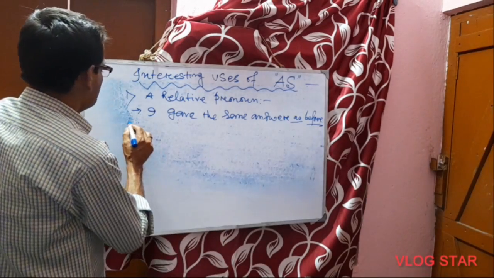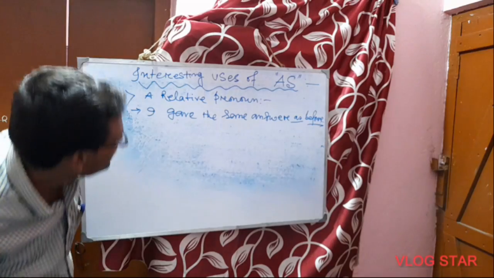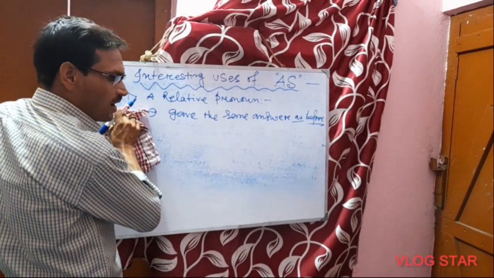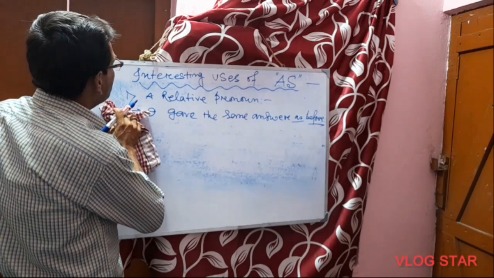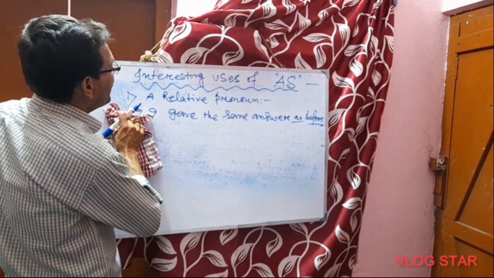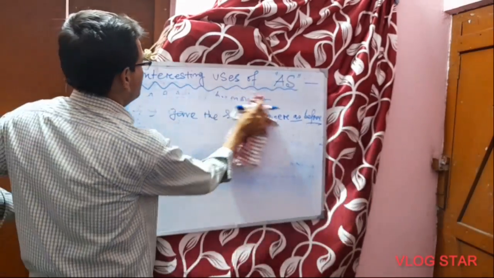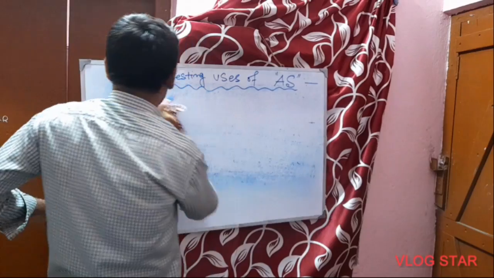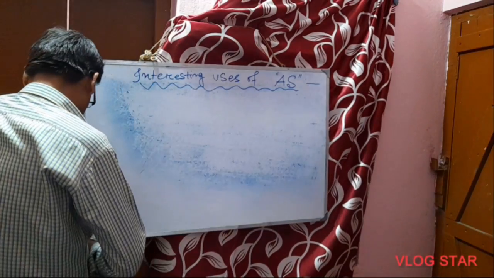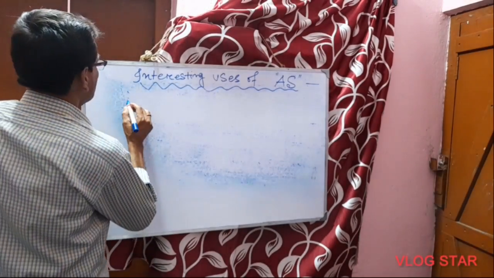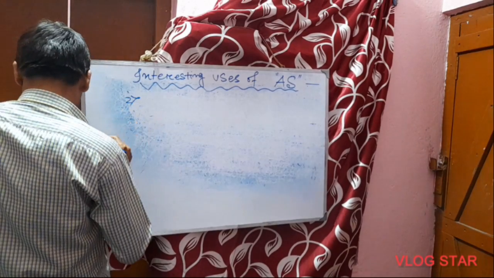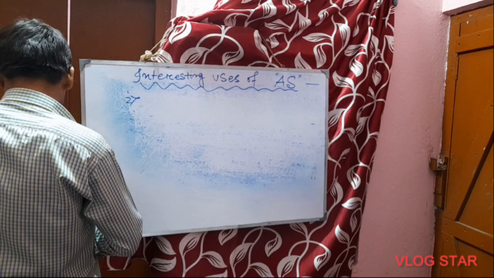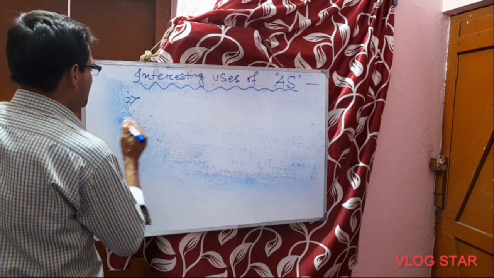Number one. And number two, now go to the next application. So please note, if you want to put down the uses of "as" as a relative pronoun. And next is very interesting. Number two, it is "as" as conjunction.